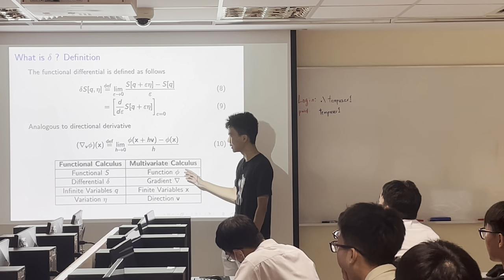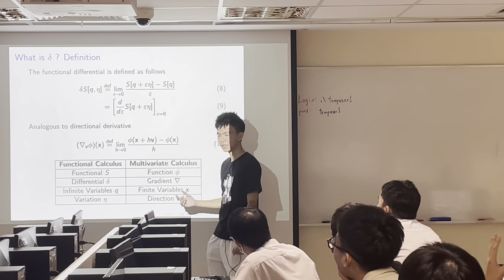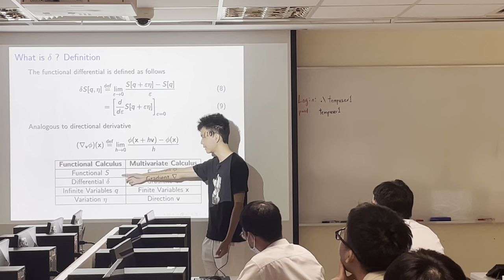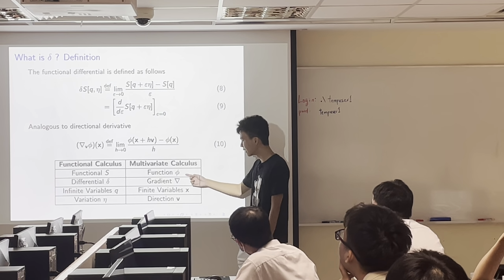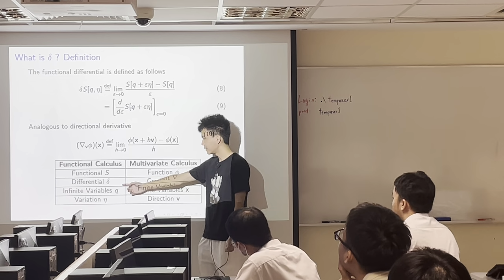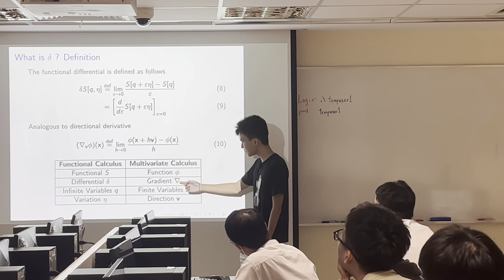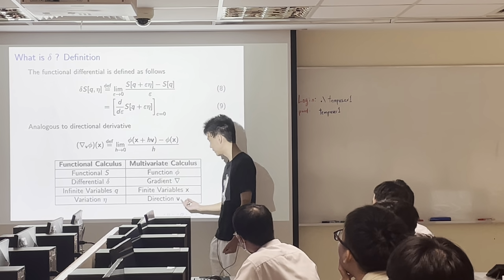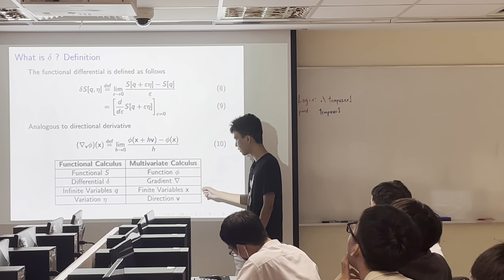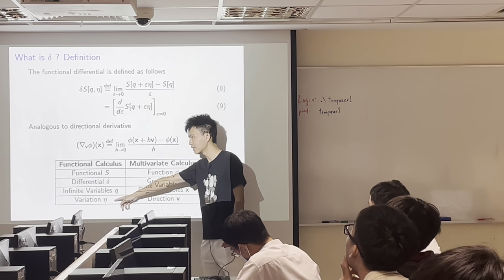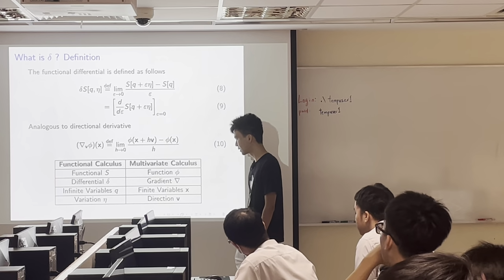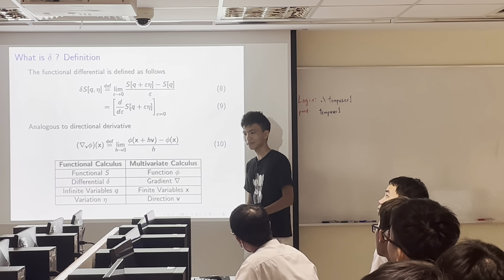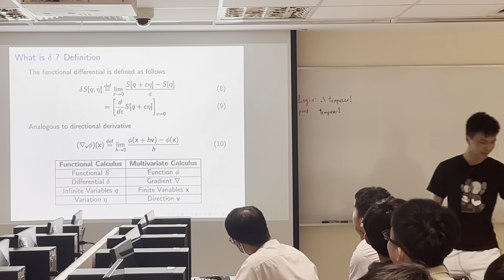Okay, so this is a map between multivariate calculus in finite dimensions and functional calculus, which is just multivariate calculus but in infinite dimensions. So your functional S, your action, is essentially your scalar function phi. Your differential delta is essentially your gradient nabla. Your infinitely many variables q, which is represented as a function, maps to your location in space. And your variation eta maps to the direction you want to move in, v. Okay? Everyone good? I hope silence means yes.